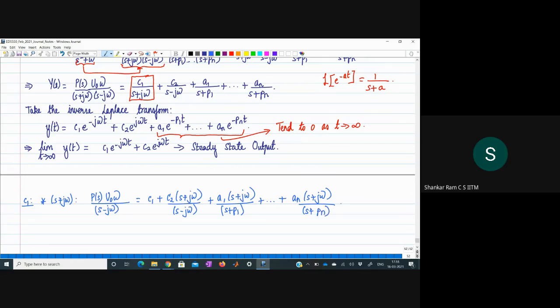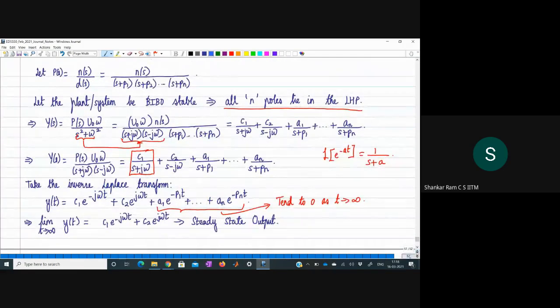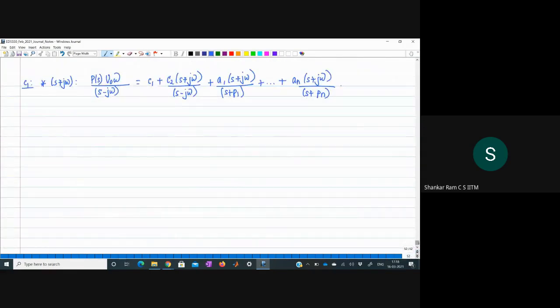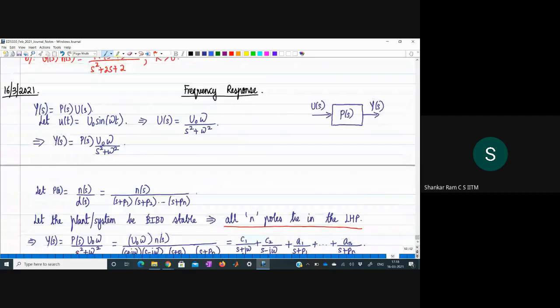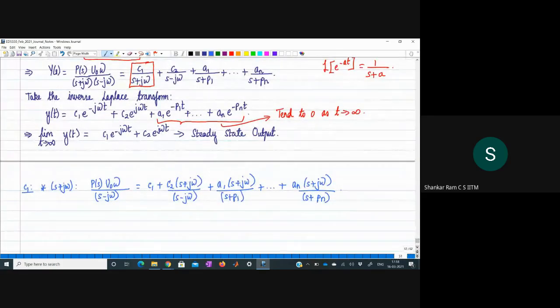I hope all of you agree with that, right? So this is the usual way of doing the partial fraction expansion. Now, what do we do if we want to find C1 after multiplying by s plus j omega? What is the root of s plus j omega? We substitute s equals minus j omega, right? Correct.